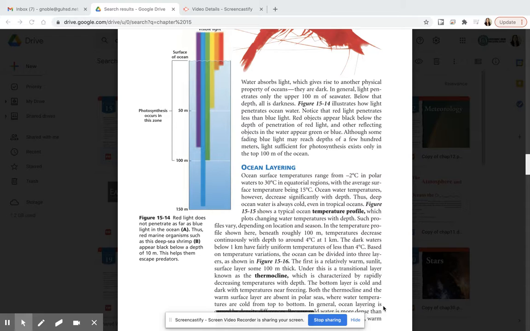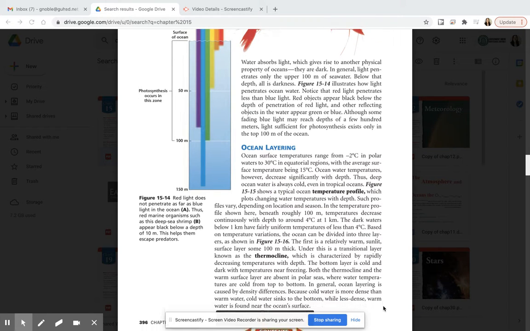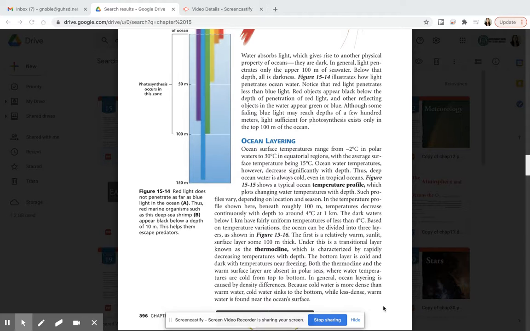Based on temperature variations, the ocean can be divided into 3 layers, as shown in Figure 15-16. The first is a relatively warm, sunlit surface layer, some 100 meters thick. Under this is a transitional layer known as the thermocline, which is characterized by rapidly decreasing temperatures with depth. The bottom layer is cold and dark with temperatures near freezing.